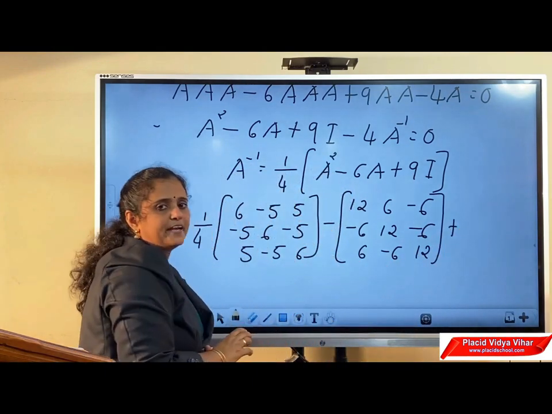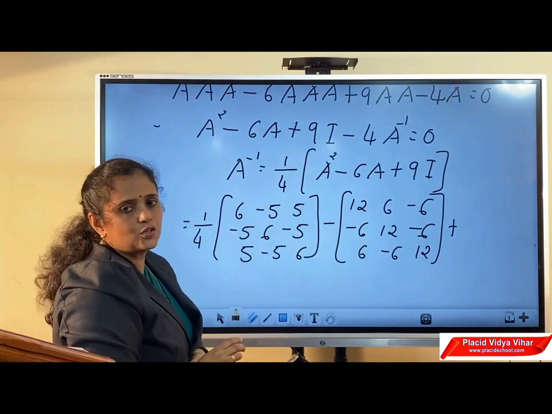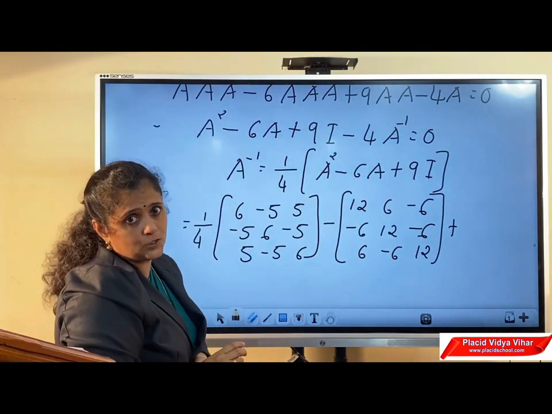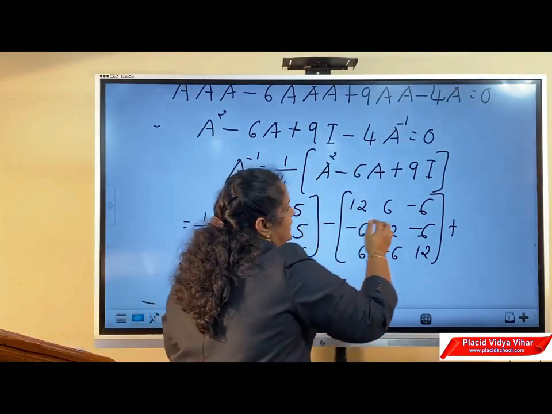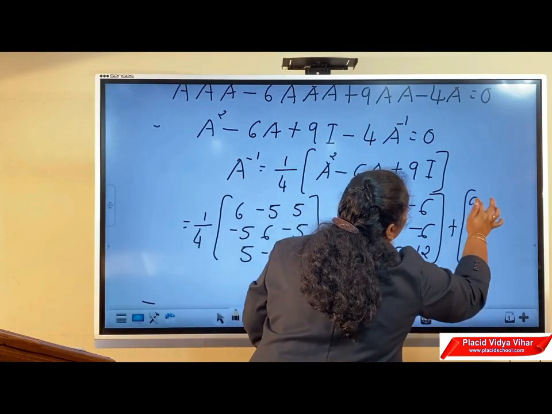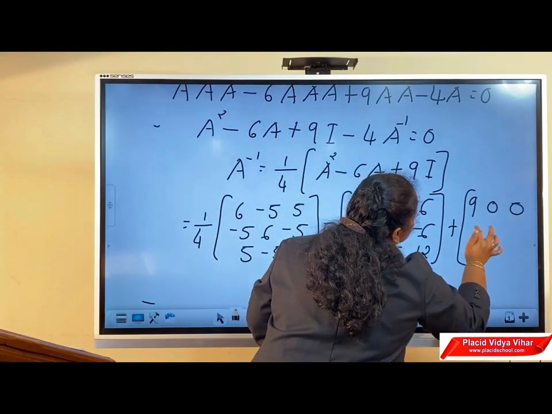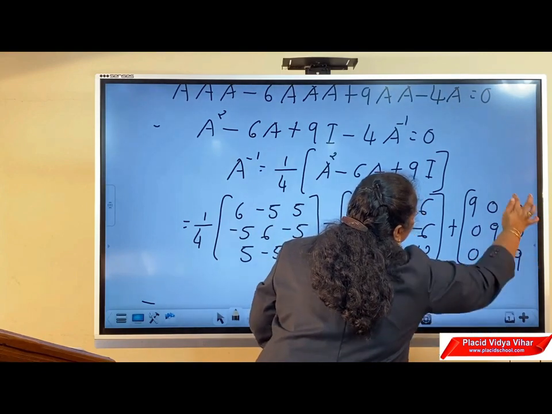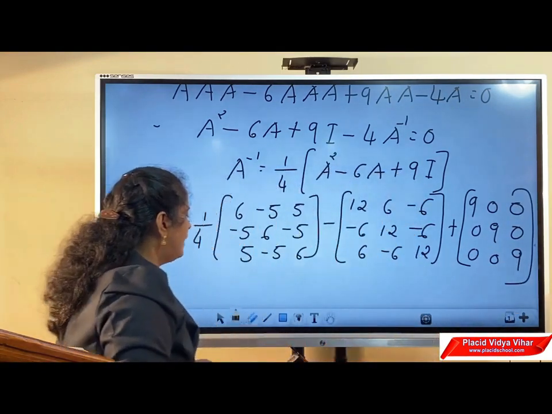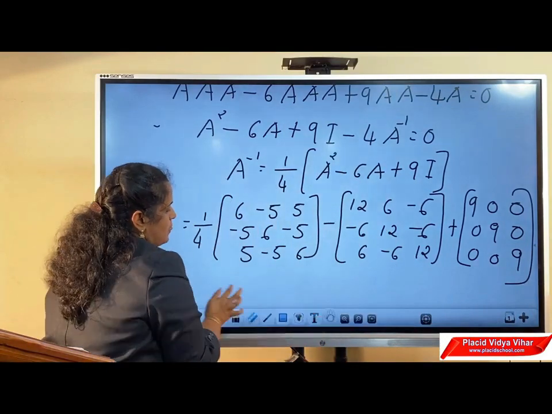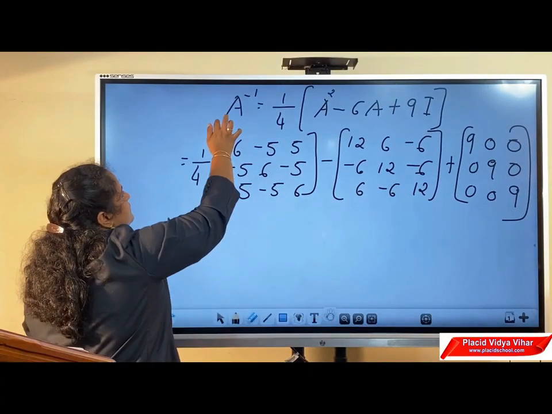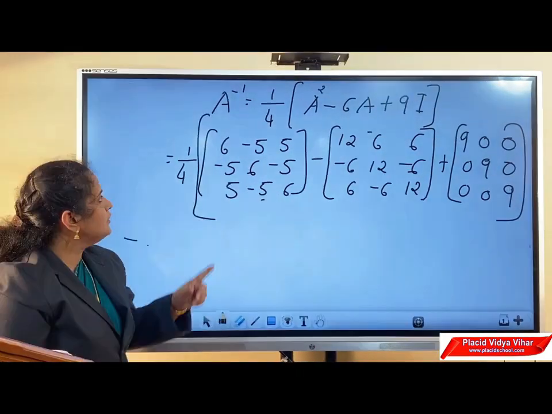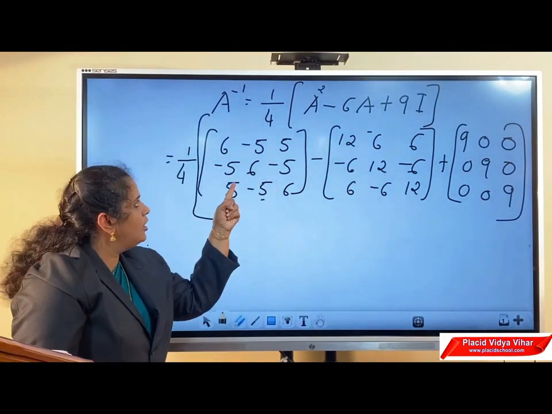I is the identity matrix of order 3, the unit matrix: 1, 0, 0; 0, 1, 0; 0, 0, 1. We can multiply each element by 9: 9, 0, 0; 0, 9, 0; 0, 0, 9. Then you should add this and do the calculation. This 1 by 4 is already outside. Okay, then we can do the calculation.